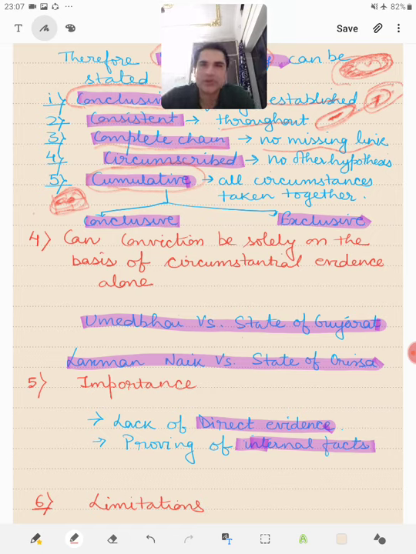Basically, if we come down from these 5 points to two, or derive 2 points from these 5 points, then we can say that it should be conclusive in nature. Conclusive means that it should fully conclude, it should fully establish the guilt of the accused. And it should be exclusive in nature. Exclusive in nature means that it should exclude any other hypothesis other than the hypothesis of guilt of the accused. So these are the 5 main things which are to be seen by the judge while he is giving any decision based on circumstantial evidence.